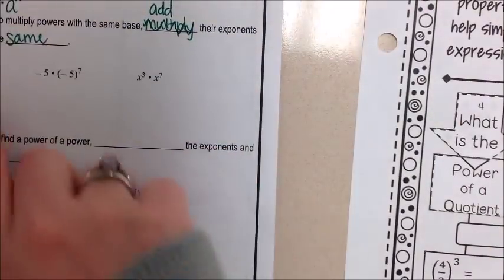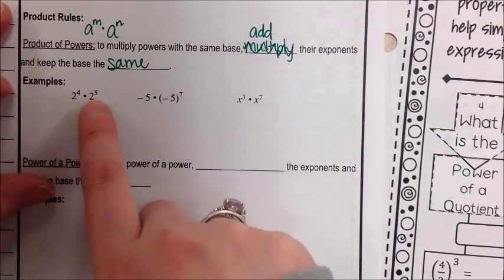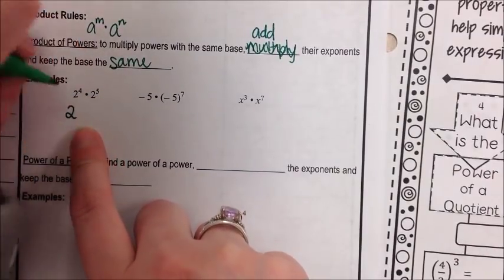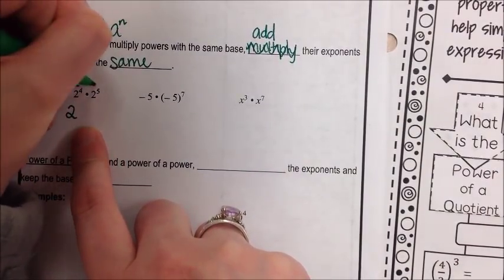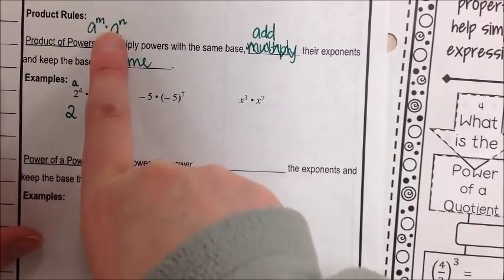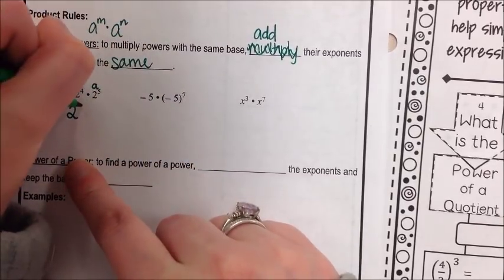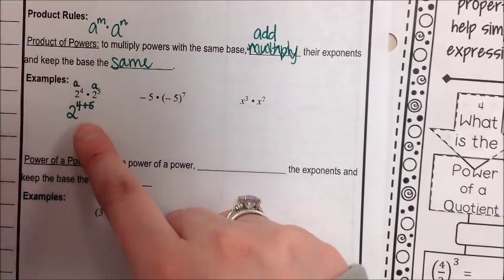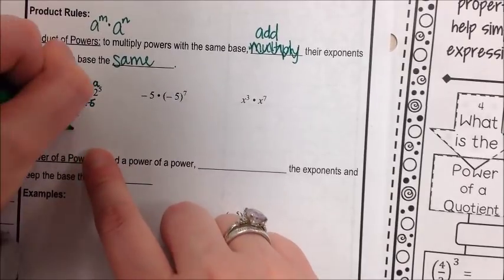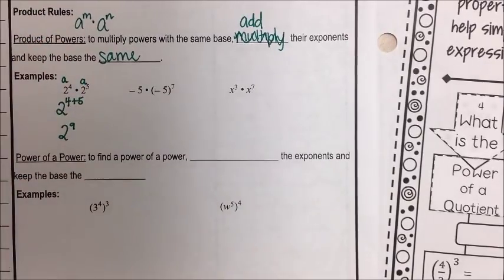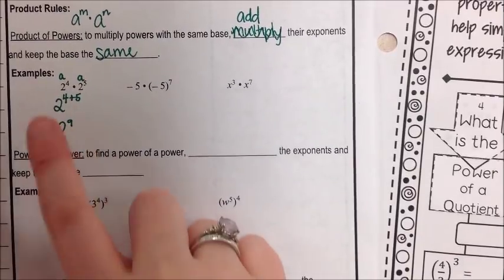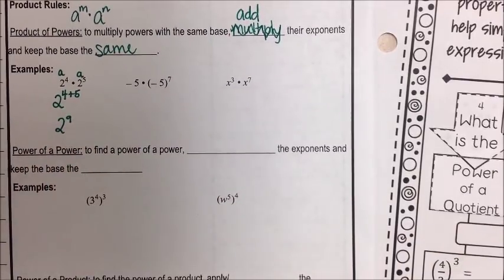And then over here, we have 2 to the 4th times 2 to the 5th. So 2 is my a, and then 4 and 5 are my m and my n. So I have 2 to the 4 plus 5. 4 plus 5 is 9. A lot of times you're going to see that it says write it as a power, which means write it like that.